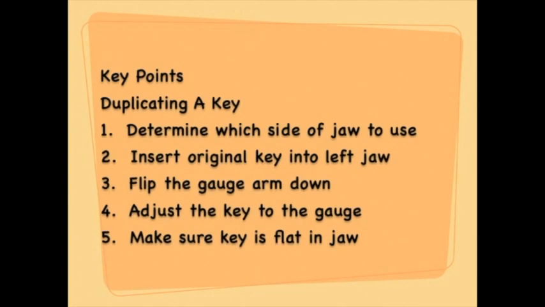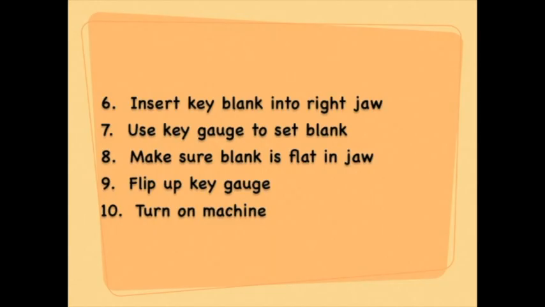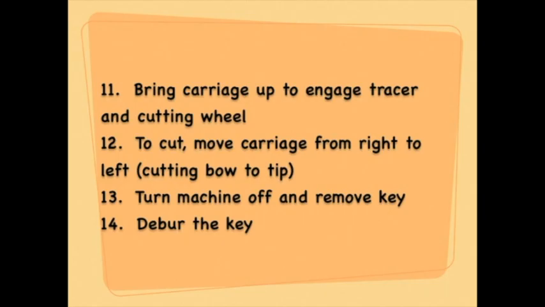So just to review the steps for duplicating a key, we have to determine which side of the jaw to use, insert the original key into the left jaw, flip the gauge arm down, adjust the key to the gauge, make sure the key is flat in the jaw, insert the correct key blank into the right jaw, use the key gauge to set the blank, make sure the blank is flat in the jaw, flip up the key gauge, and turn on the machine. Bring the carriage up to engage the tracer and cutting wheel. To cut, move the carriage from right to left, cutting from bow to tip. Turn the machine off and remove the key, and then deburr the key.